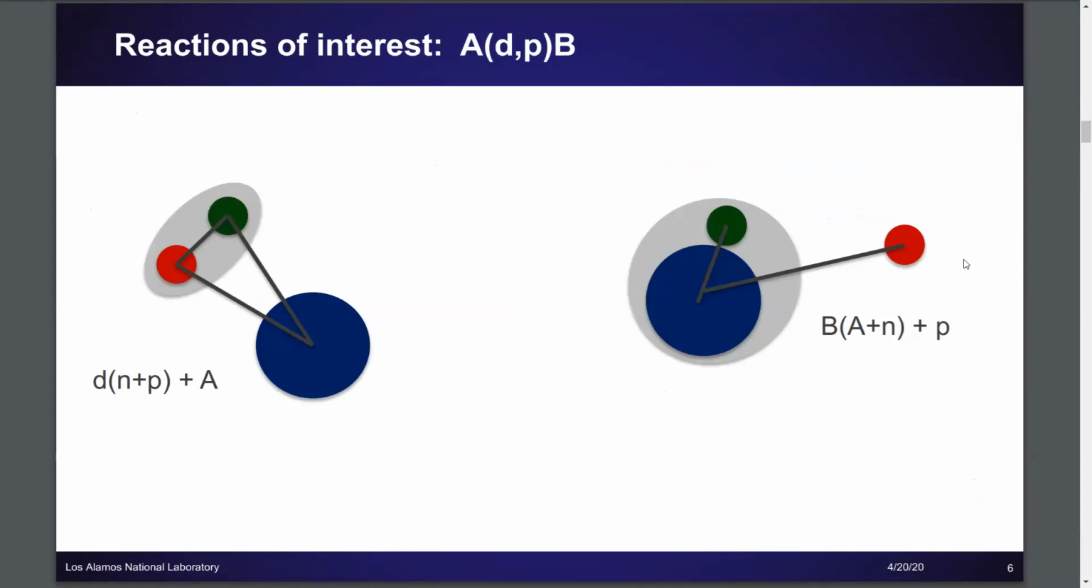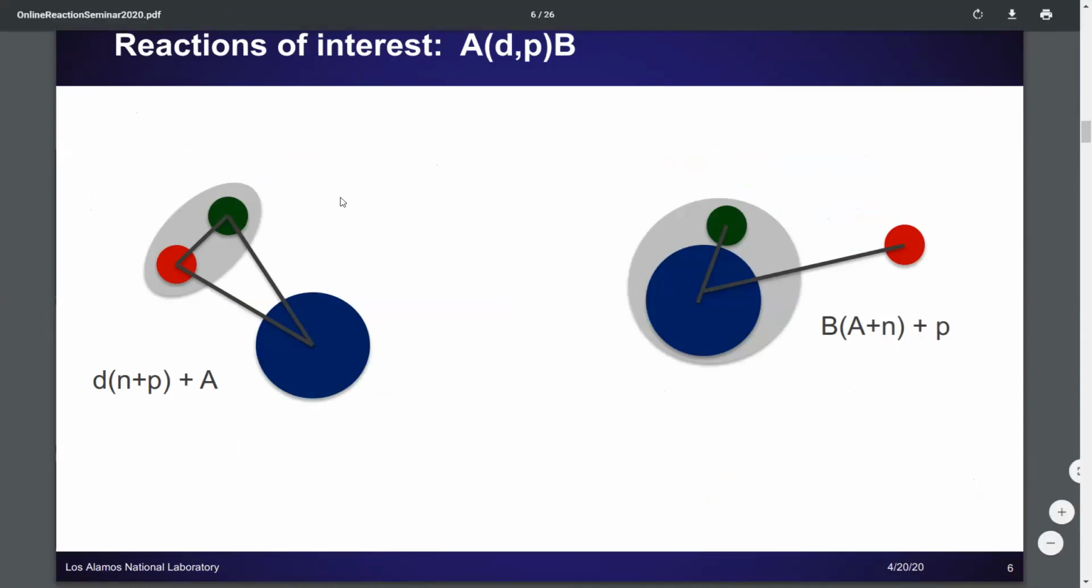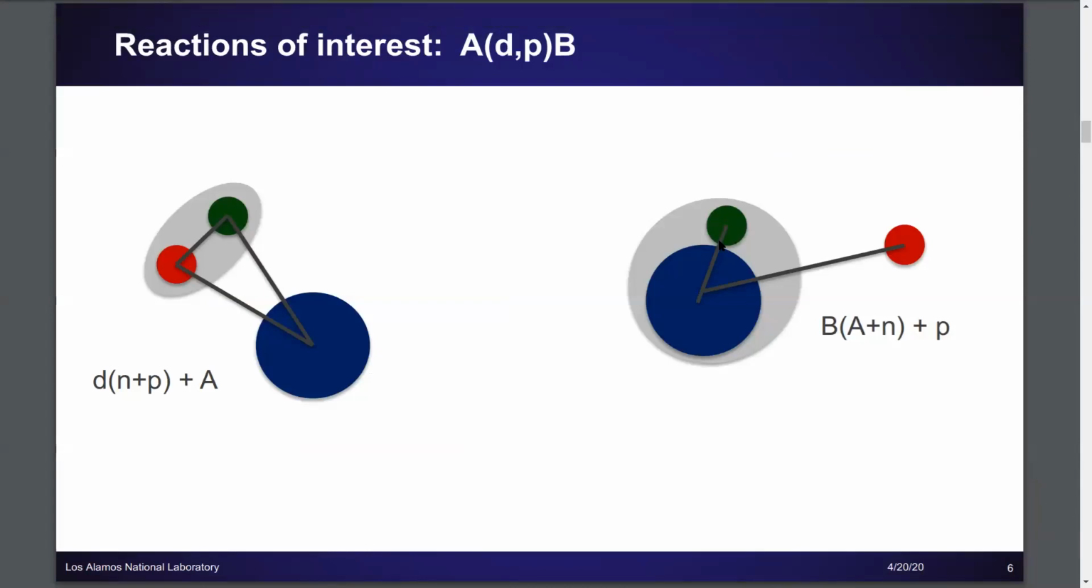And so the reactions that we're interested in that we've been studying are really (d,p) reactions. So we have a deuteron that's impinging on a heavy target. Typically we've been looking at single neutron transfers, so it transfers a neutron to the target, and then the proton flies away.